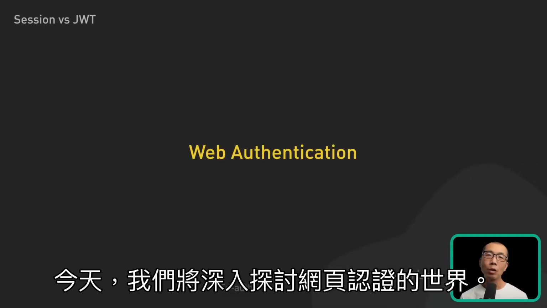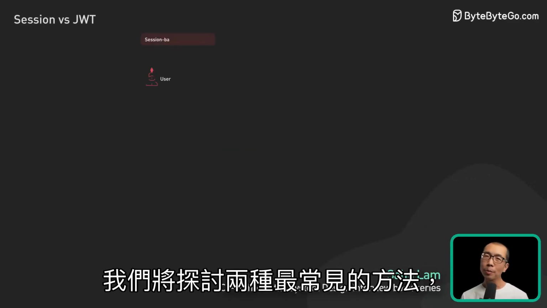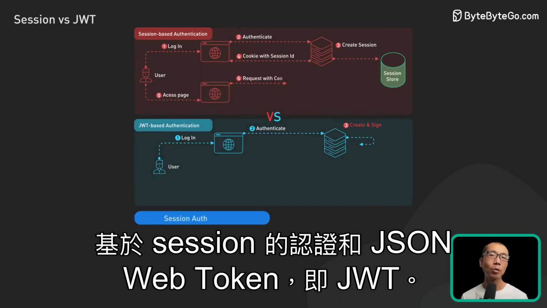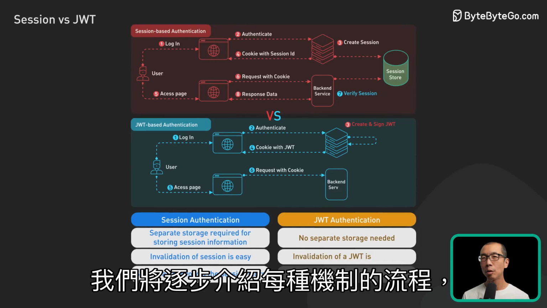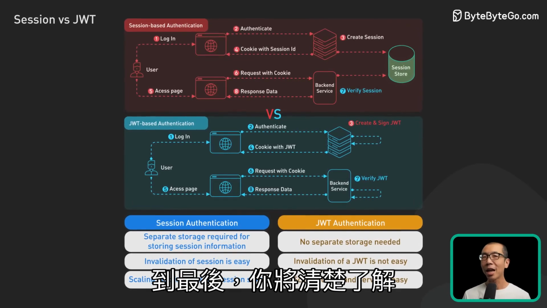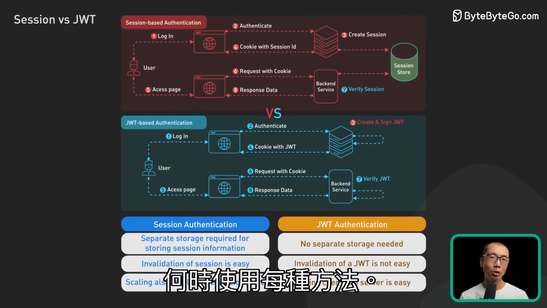Today, we're diving into the world of web authentication. We'll explore the two most common approaches, session-based authentication and JSON Web Tokens, or JWTs. We'll walk through the flow of each mechanism and discuss their pros and cons. By the end, you'll have a clear understanding of when to use each one.